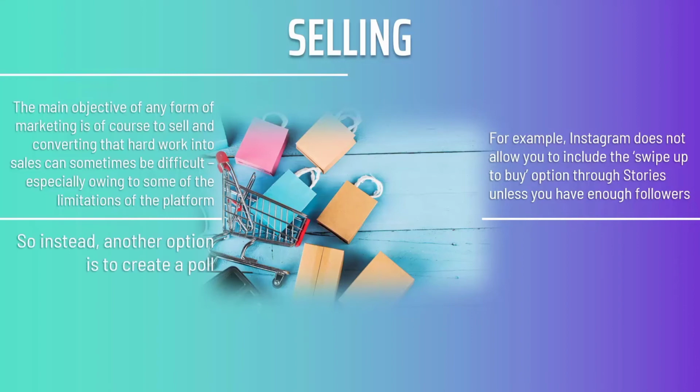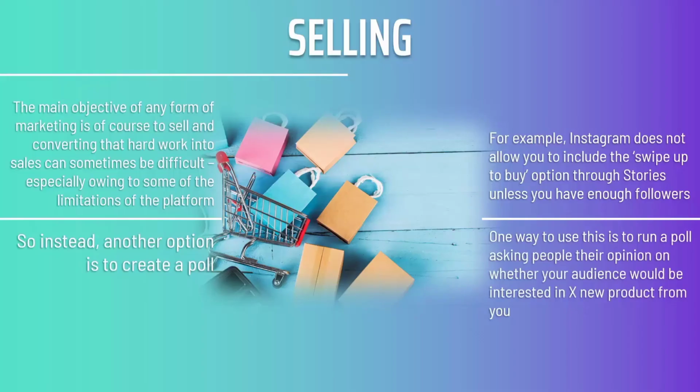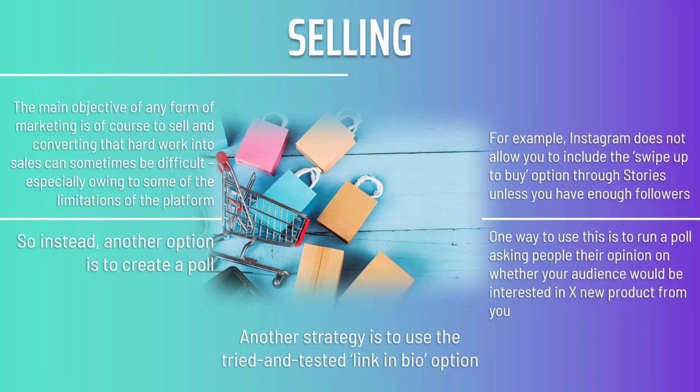So instead, another option is to create a poll. The great thing about polls is that it allows you to see who answered and what they said. This means that you can contact individual users based on their answers. One way to use this is to run a poll asking people their opinion on whether your audience would be interested in X new product from you. When you get the responses, you can then contact each of those now qualified leads directly, knowing that there's a high chance they will convert to sales. Another strategy is to use the tried and tested link in bio option.